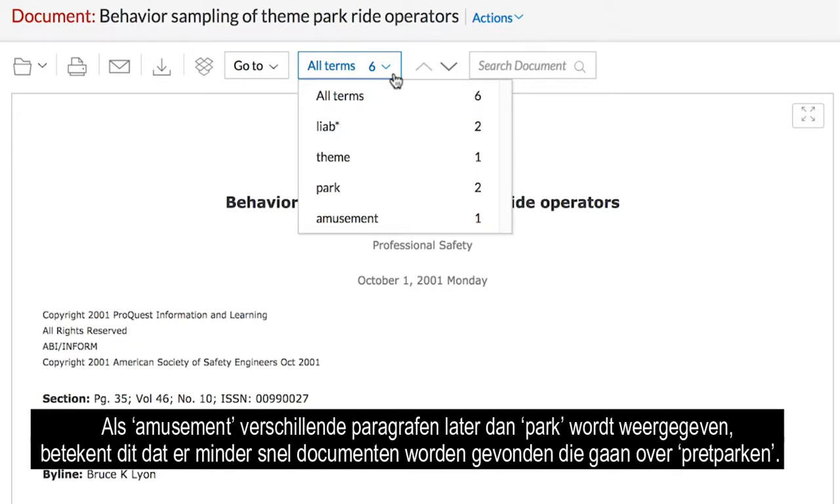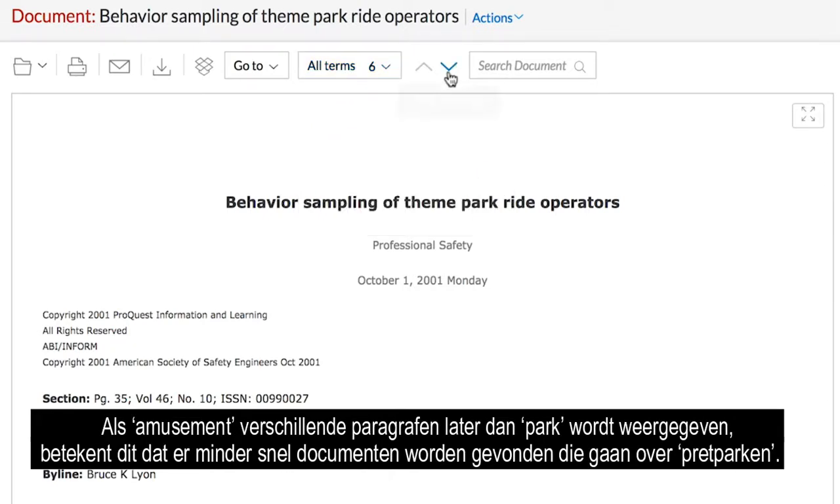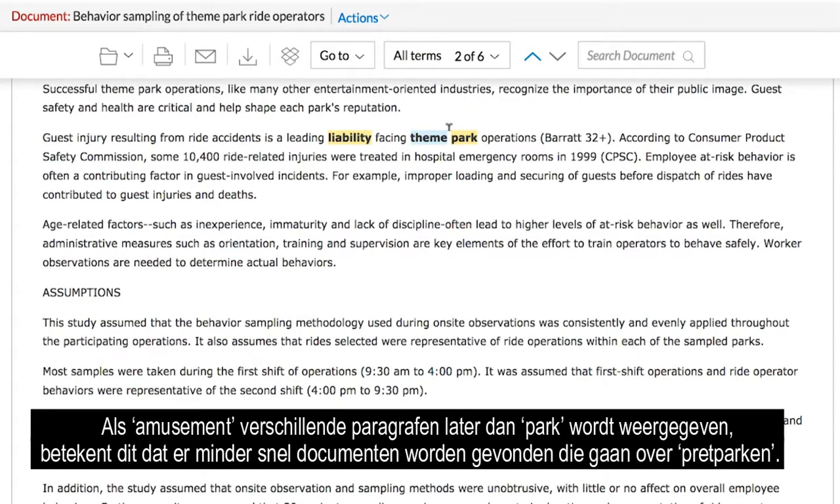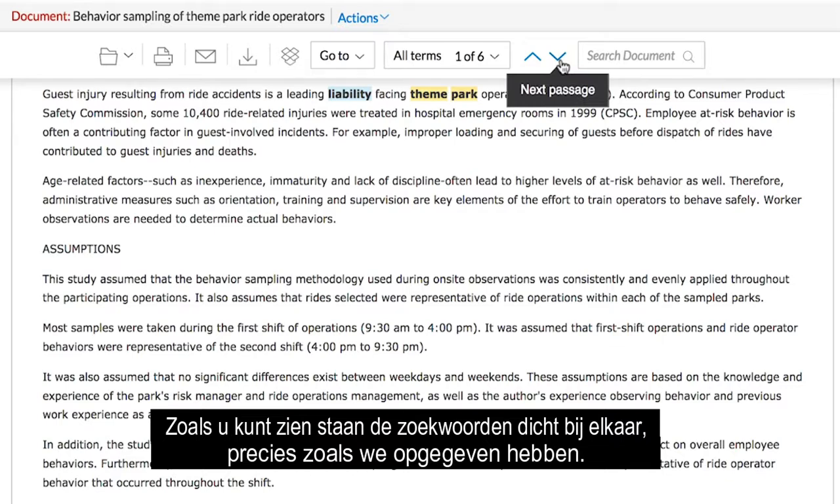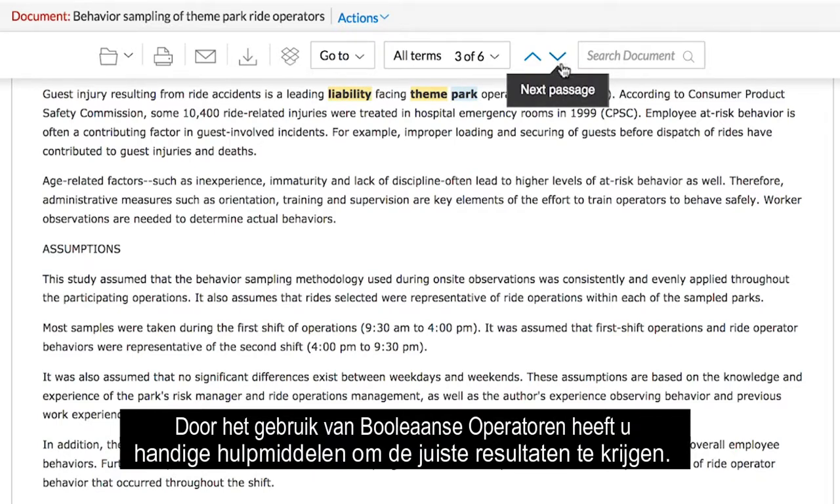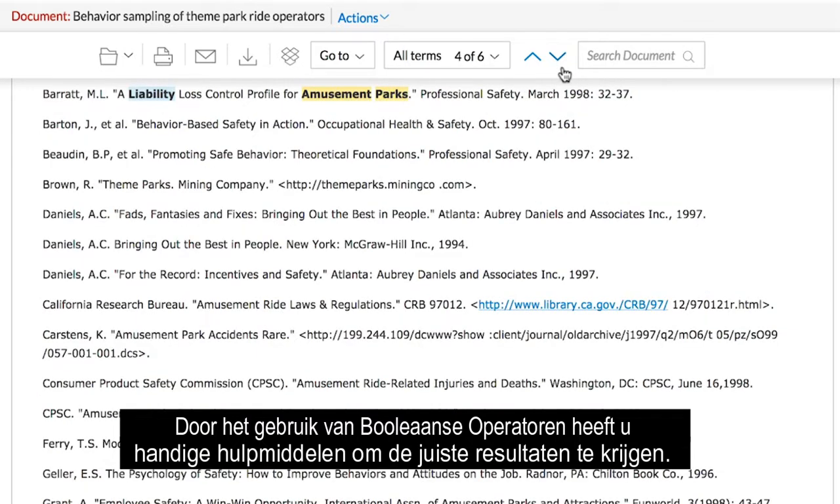If amusement shows up several paragraphs away from park, that means they are less likely to find documents that talk about amusement parks. As you can see, the terms in this story are close to each other and meet the criteria we are interested in. By using a terms and connectors search and making use of the search logic, you have gotten very useful results that truly discuss the issue you were researching.